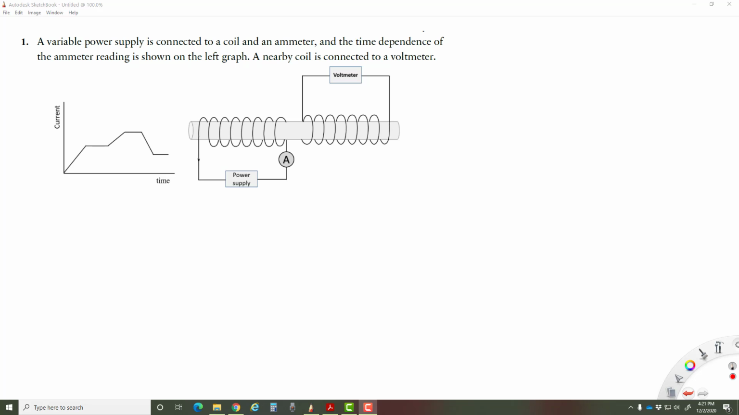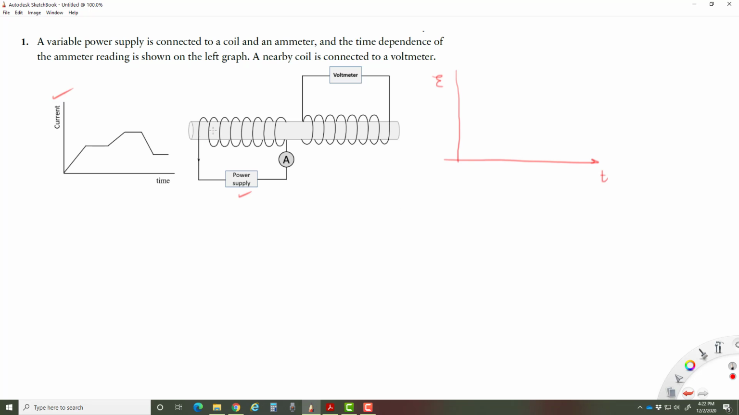Let's look at the problems from worksheet 13. This is number 1. So in this question, it says that a variable power supply is connected to a coil and an ammeter, and the time dependence of the ammeter reading is shown on the left graph. So this is the current supplied by this power source, and a nearby coil is connected to a voltmeter. There is a voltmeter connected, and the question is: draw the graph of the EMF induced in this coil versus time.